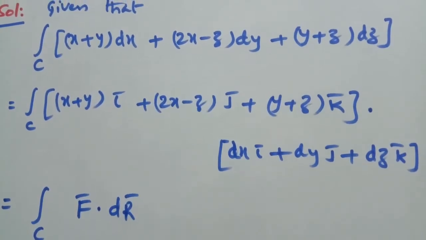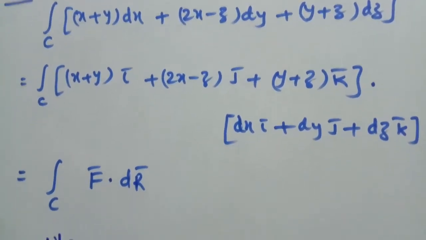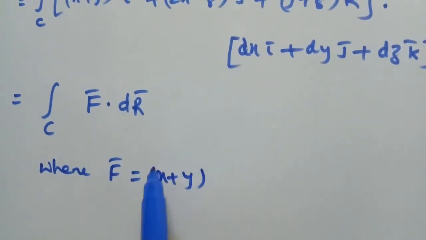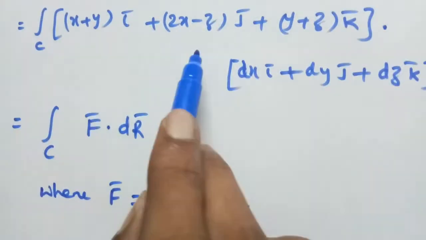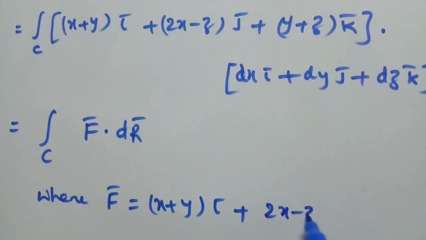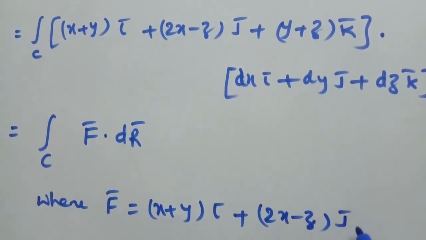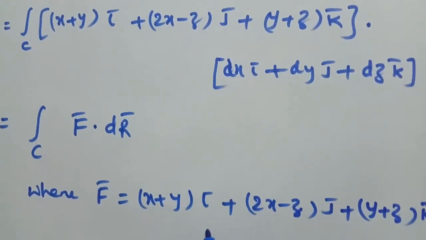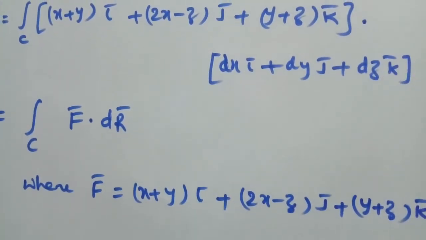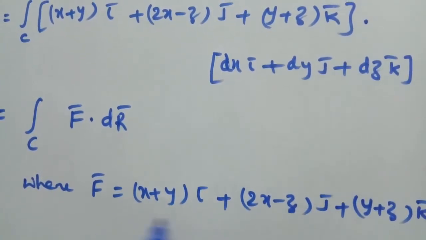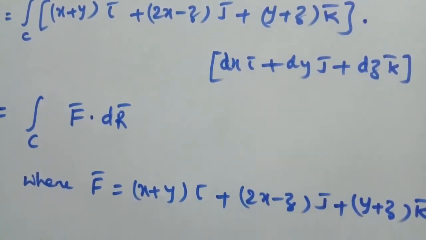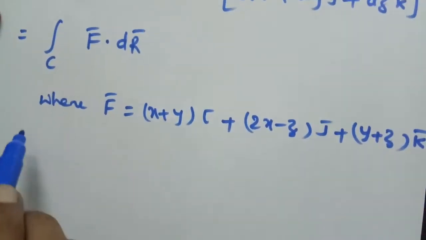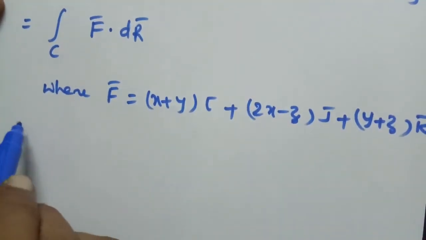Now, where f bar is equal to (x plus y) i bar plus (2x minus z) j bar plus (y plus z) k bar. This is the f bar. To apply the theorem, we have to find curl f bar. So first, find the curl f bar.